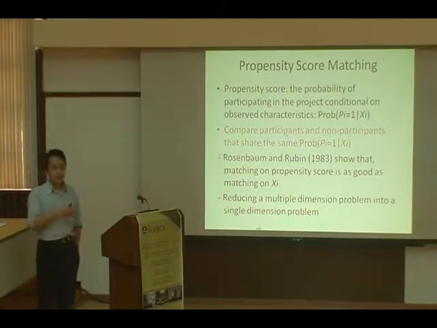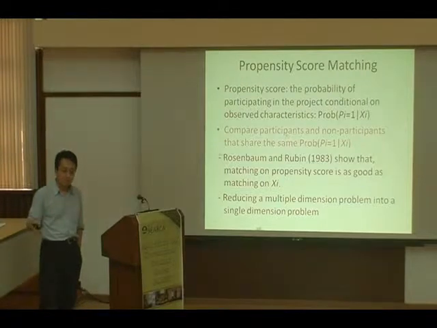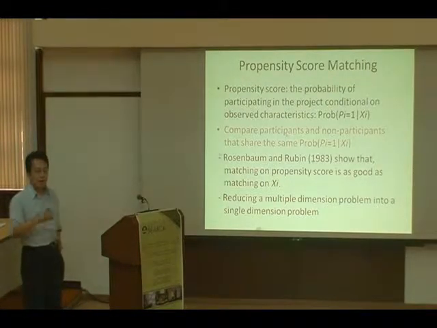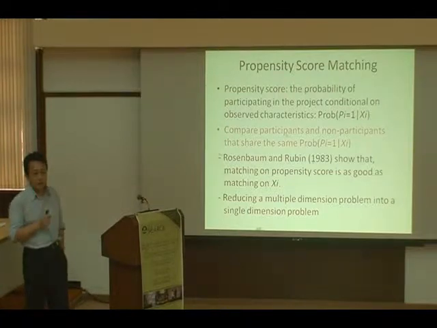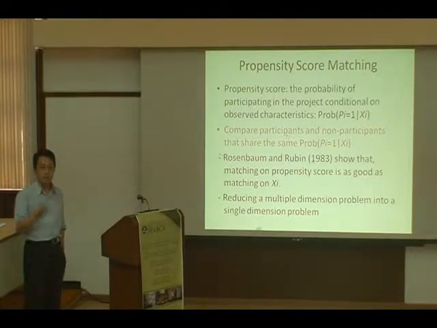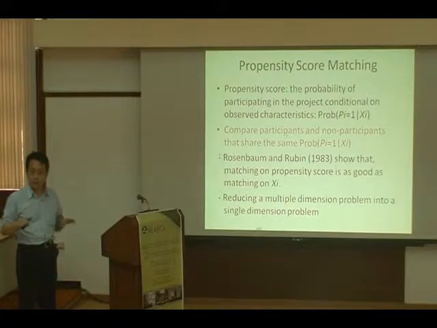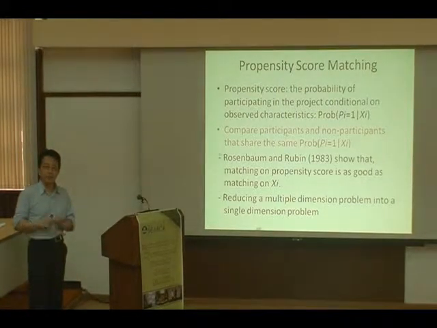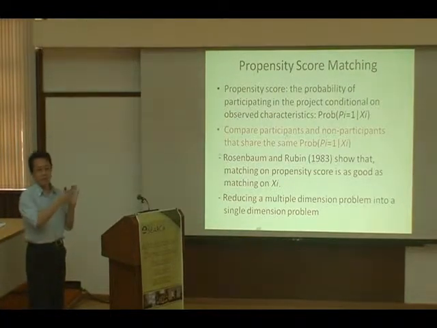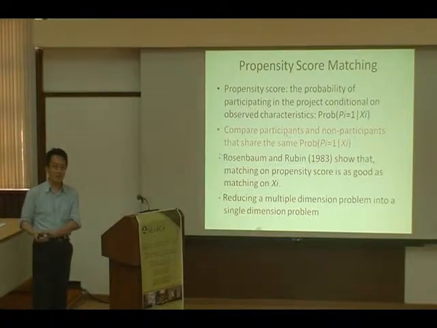We have a participant and a non-participant, TEEP school and non-TEEP school, let's say. And we know their characteristics. And once we estimate the probability function, then we can find agents, schools or households, communities that have the same probability of participating in the program. Someone participated in the program, someone didn't participate in the program.